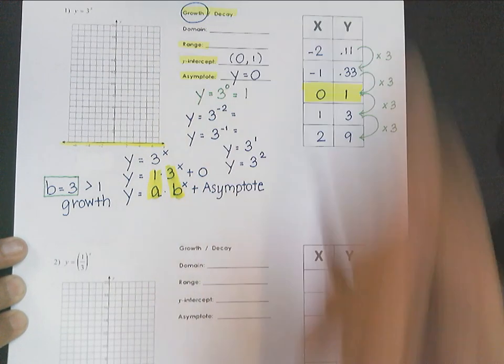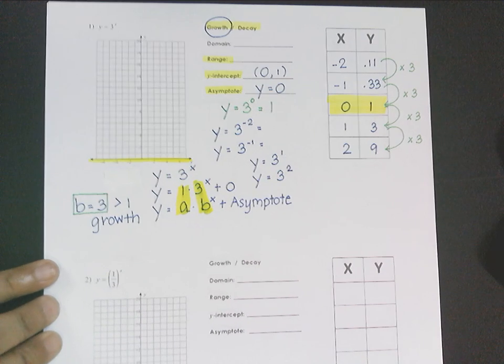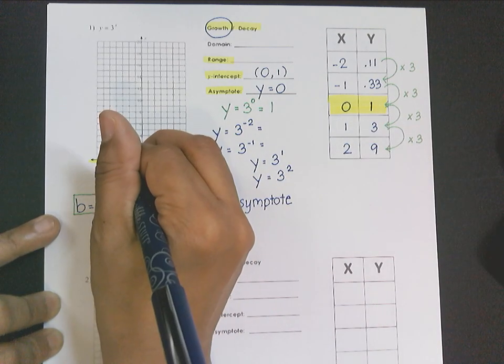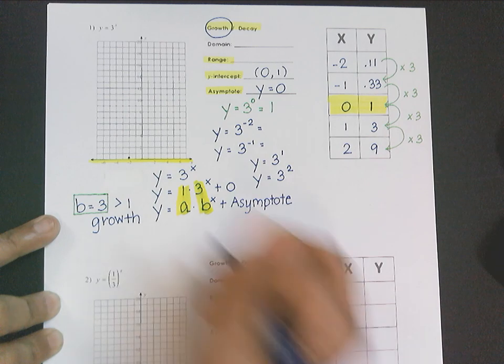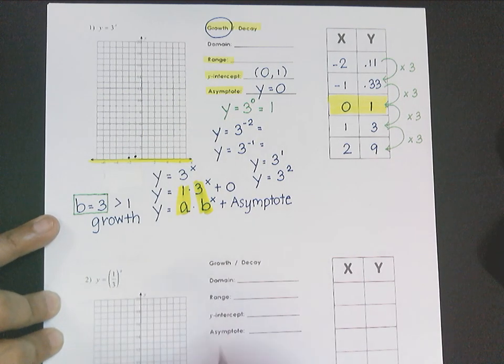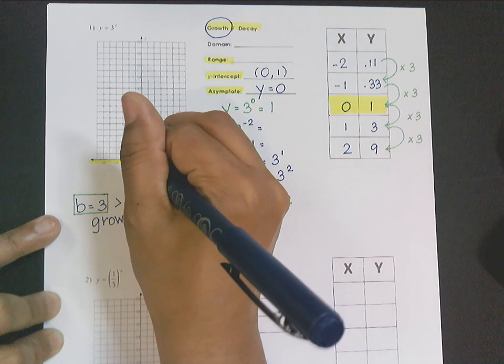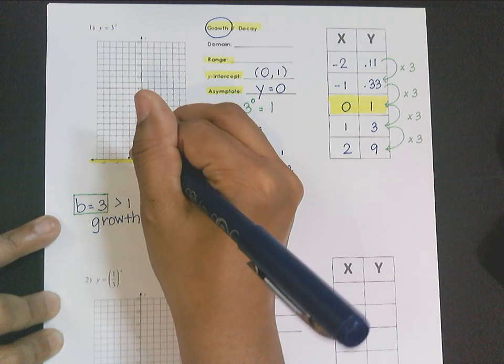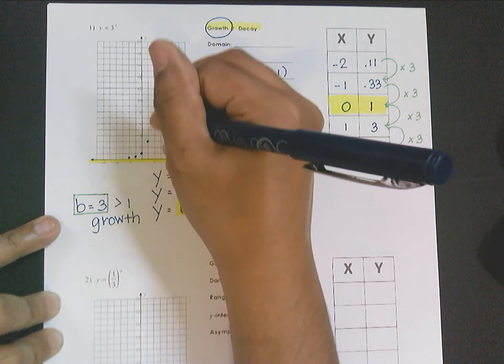And now I'm going to graph them. And so when I graph it, it's going to be -2, 0.11, and I'm going to get really, really close. Negative 1, 0.33, as close as you can, so I'm just kind of figuring it there. 0, 1, and 1, 3, 2, 9.